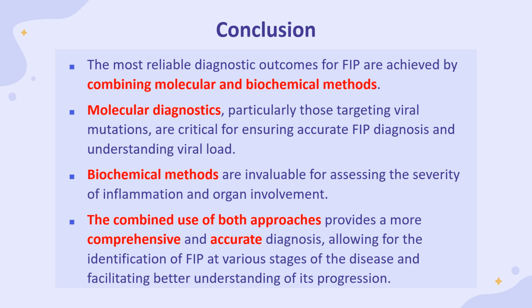Molecular diagnostics, particularly those targeting viral mutations, are critical for ensuring accurate FIP diagnosis and understanding the viral load. In contrast, biochemical methods are valuable for assessing the severity of inflammation and organ involvement. Thus, the combined use of both approaches provides a more comprehensive and accurate diagnosis, allowing for the identification of FIP at various stages of the disease and facilitating a better understanding of its progression.